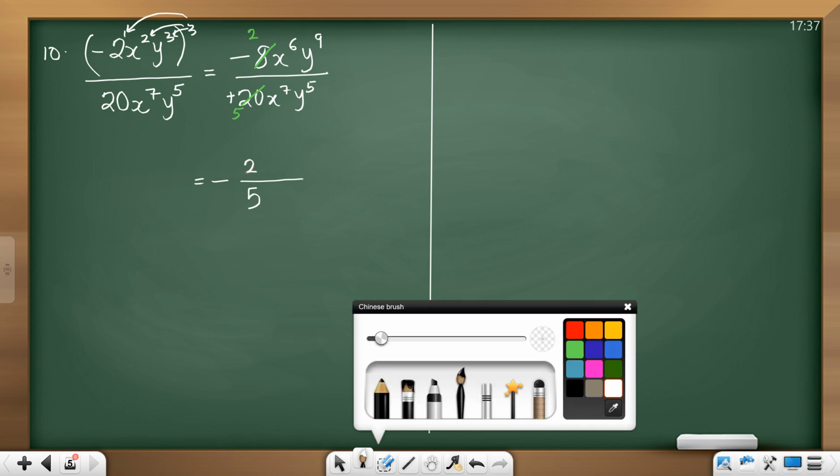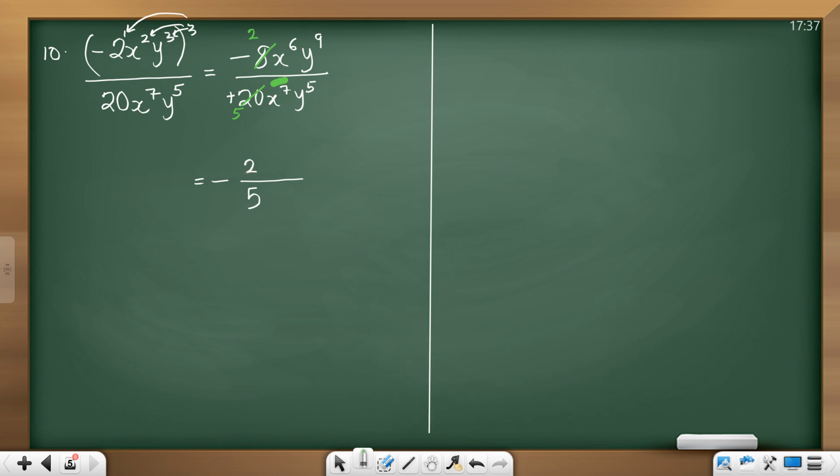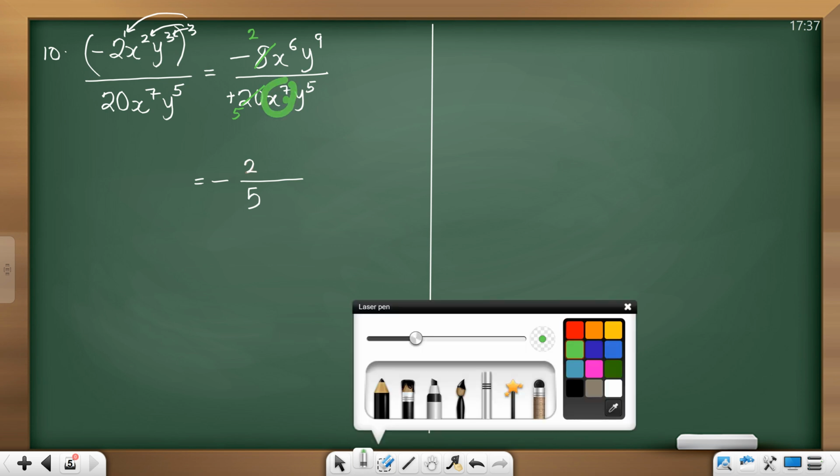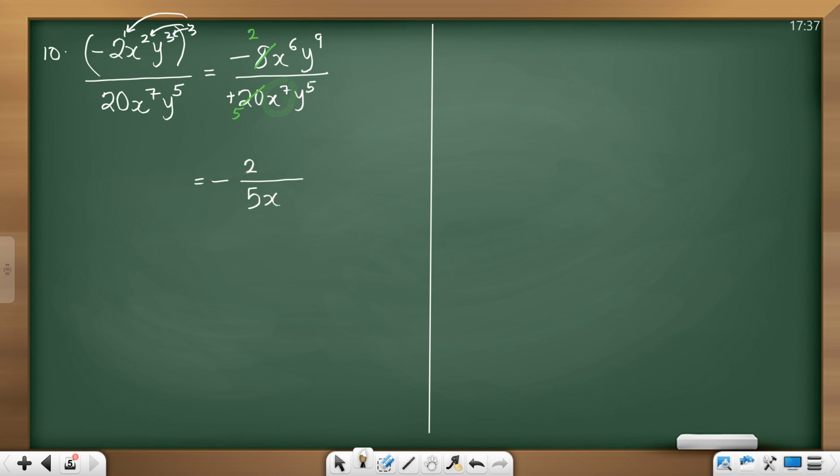Now let's check the x's. Where do we have more x? At the bottom. Oh, 7 minus 6 would be 1. So all I need to do is to write x to the power 1. And then where do I have more y's? At the top. 9 minus 5 would give me y to the power 4.